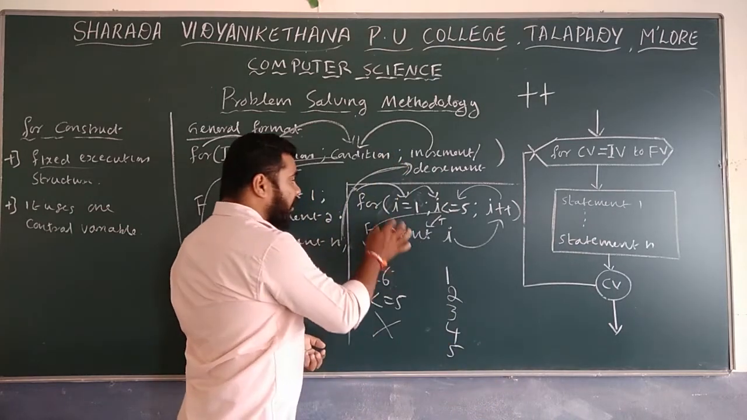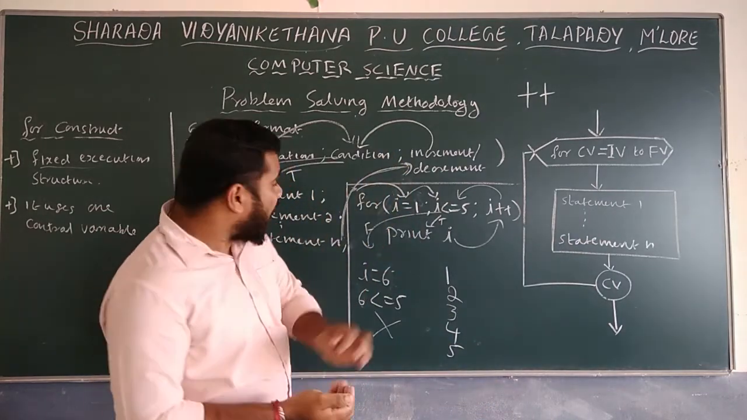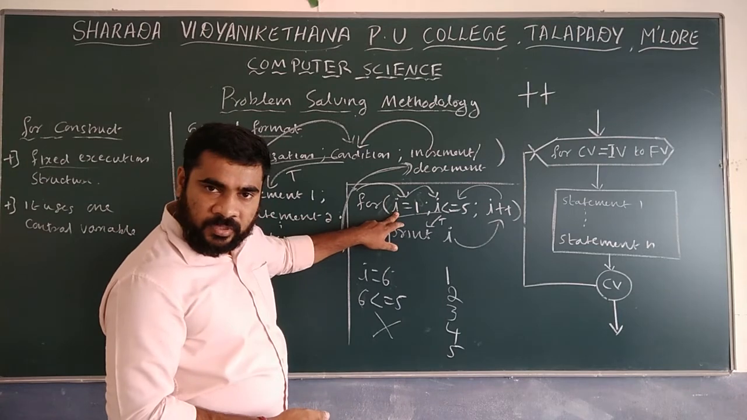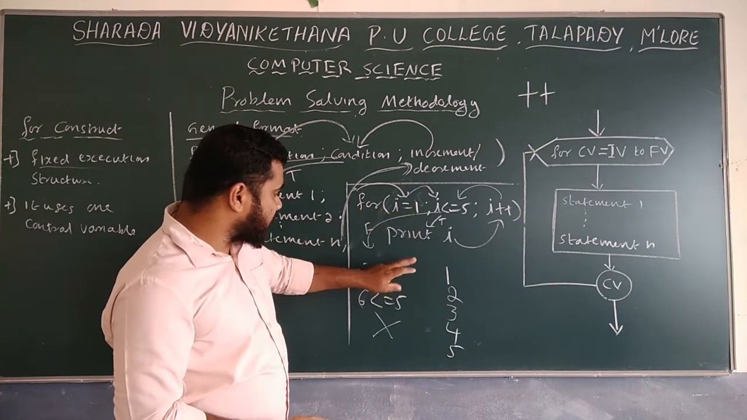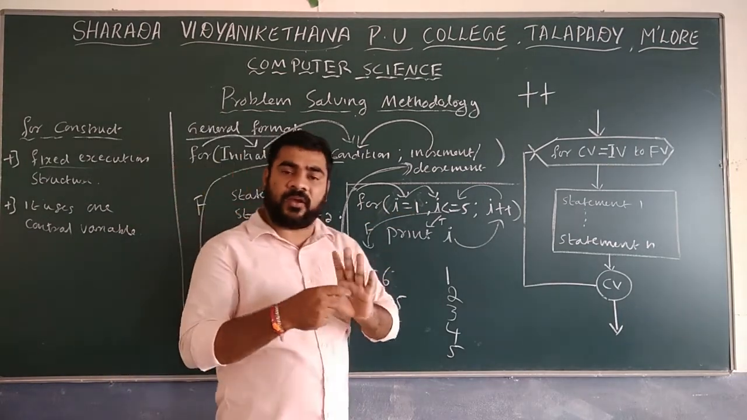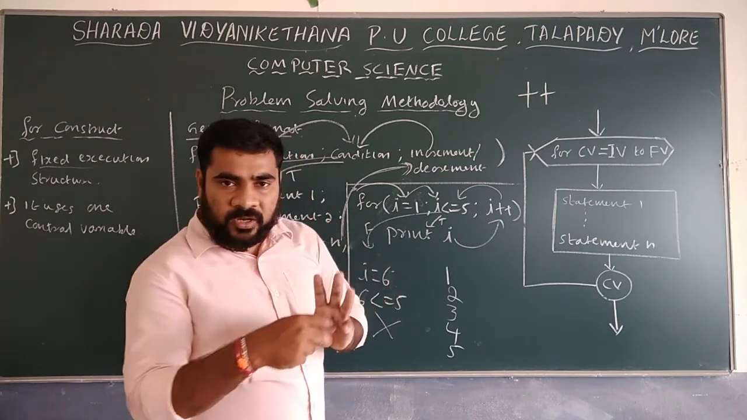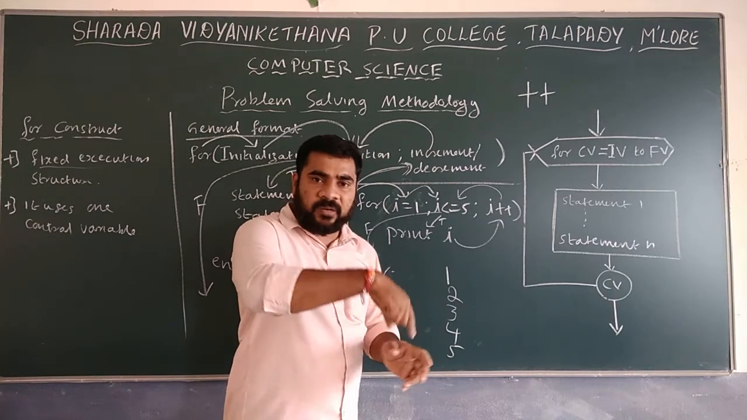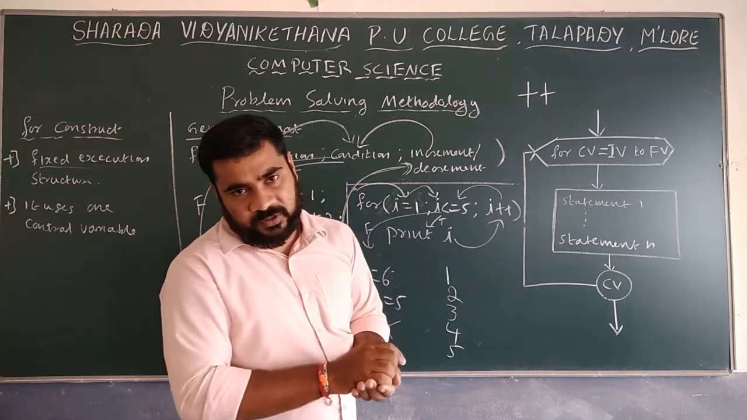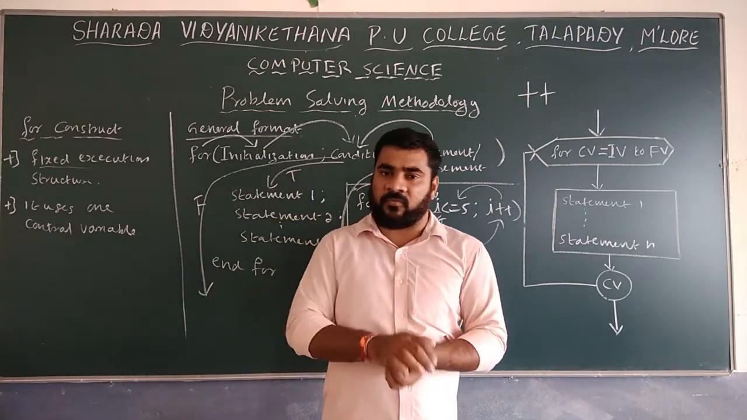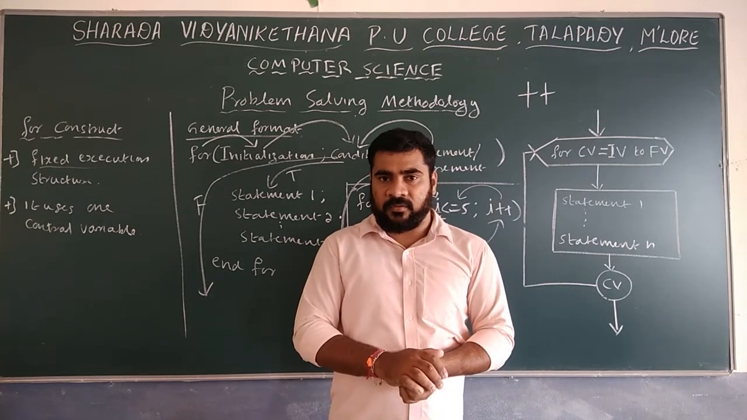In the example here, I is the control variable. The I value is 1 in the first case, 2 in the second, 3 in the third, then 4 and 5. Like that, the I value is incrementing. We already know it should repeat 5 times, so we will repeat 5 times and get the output. Based on that, I'll give you a worksheet to work out.